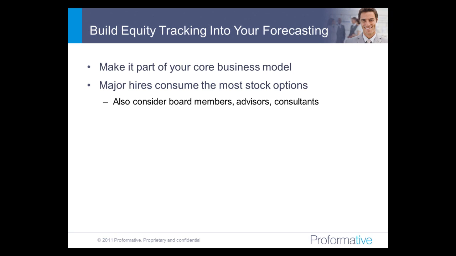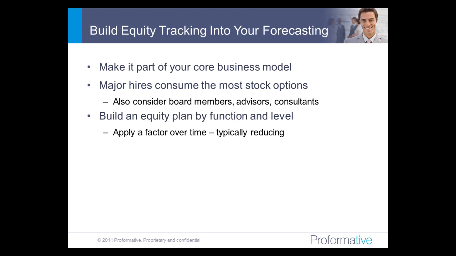And now understand that major hires consume the most stock options. A VP of marketing at a startup company might get 1 million shares, whereas a marketing manager might get 40,000 shares. Your company typically should have guidelines around these stock grants. So when we hire someone at a manager level, we'll give them X number of shares, et cetera. You build all of that into your business model, and then what you have is an equity plan by function, by level, and it goes into the future.